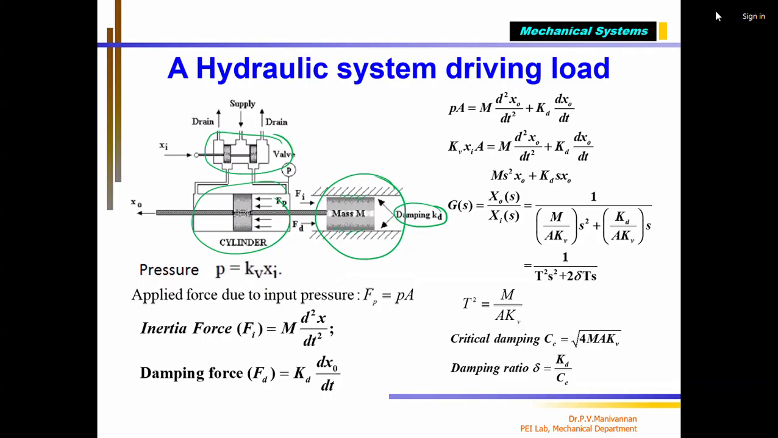So I added additional damping. This is the load. The load is moving inside a cylinder with some friction that we call damping, kd. Now, if I write everything I explained, correct? Pressure is equal to kv into xi. Correct?